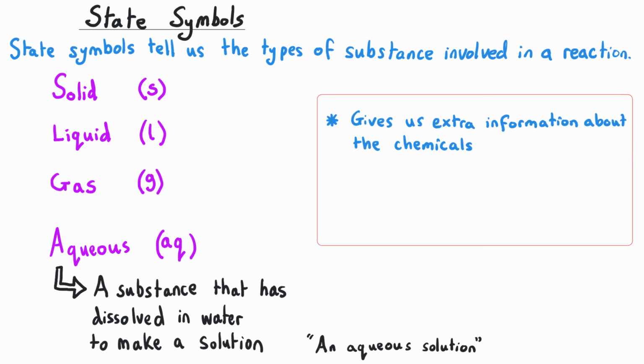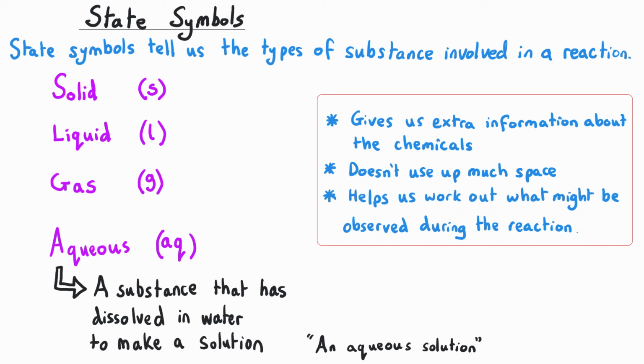The purpose of state symbols is to give us some extra information about the chemicals involved in the reaction in a way that doesn't take up much space. It's quite quick, and we're just writing one extra letter in the brackets, and that tells us about the reactants or the products. It also gives us some clues about what we might expect to observe during the chemical reaction itself. For instance, is a gas produced? And this would tell us whether or not we could expect to see some kind of bubbling during the reaction.